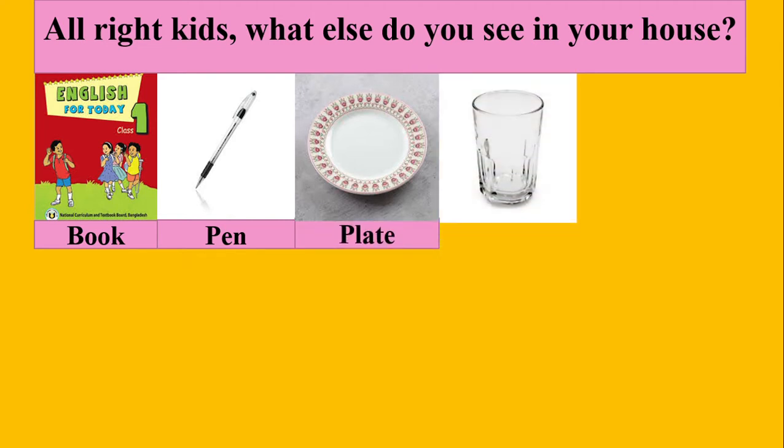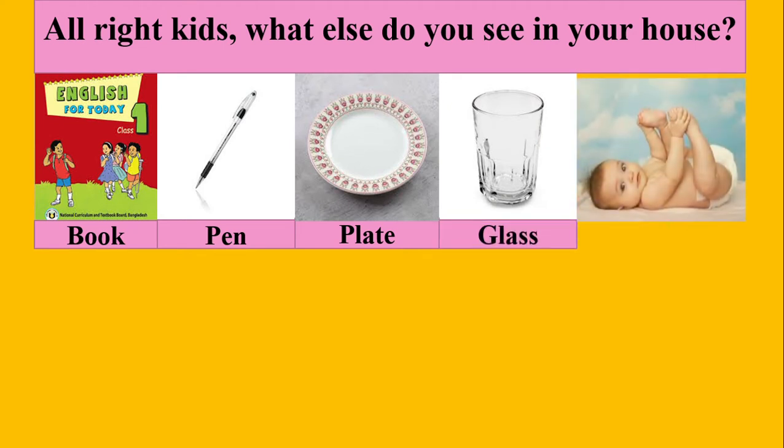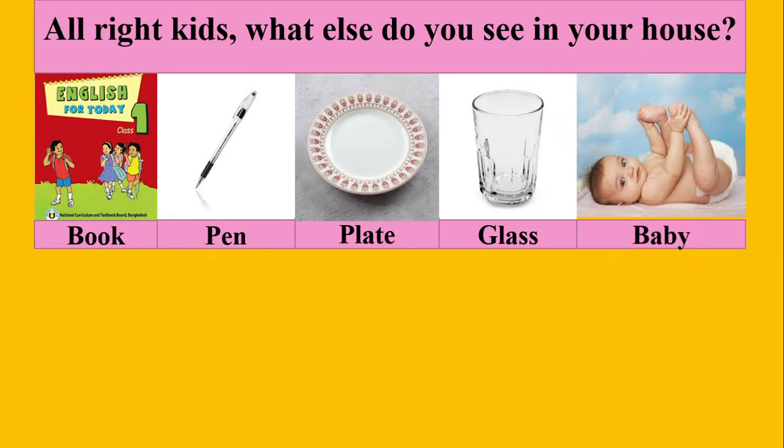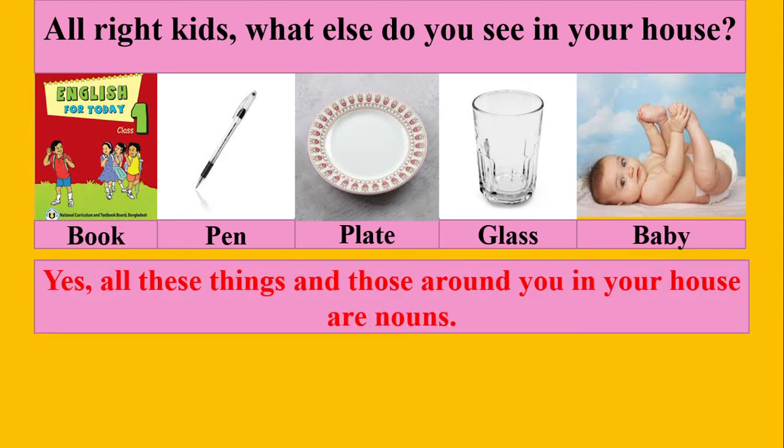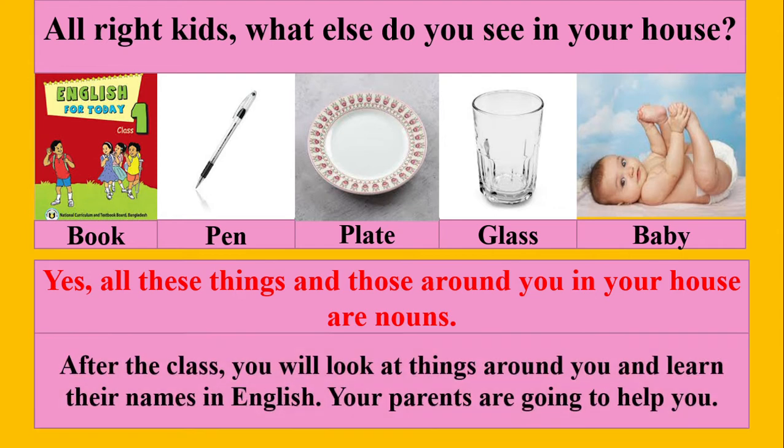Okay, here is the picture of a glass. And this one, yes, this is the picture of a child. Yes, all these things and those around you in your house are nouns. Okay? After the class, you will look at things around you and learn their names in English. Your parents are going to help you. Okay?